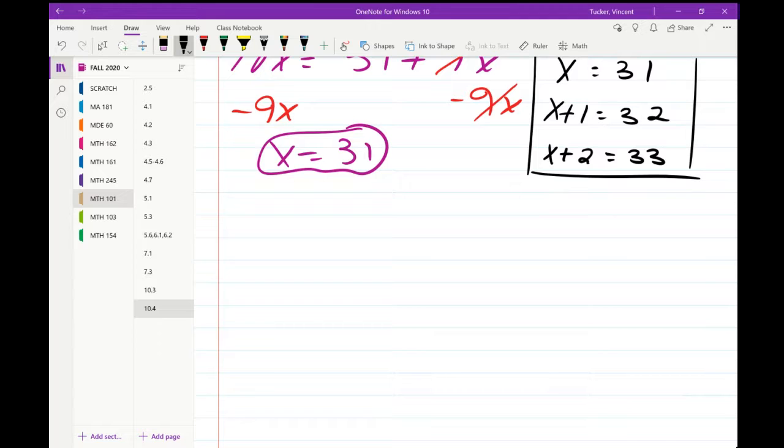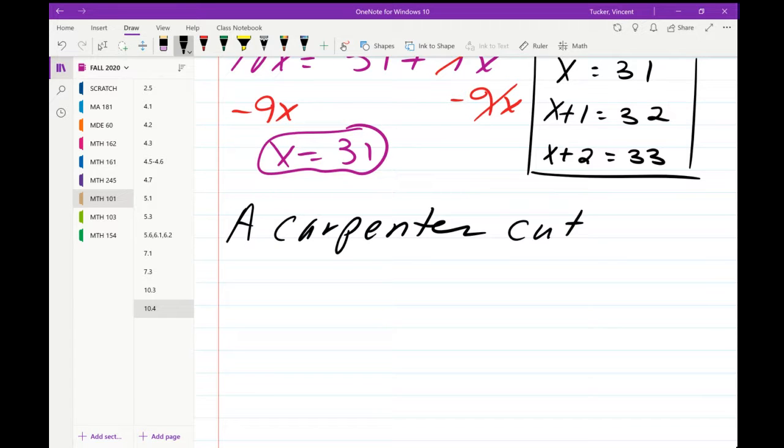All right. So, like I said, we're at the end of 10-4. Just a couple of word problems, and then we'll be done with that.